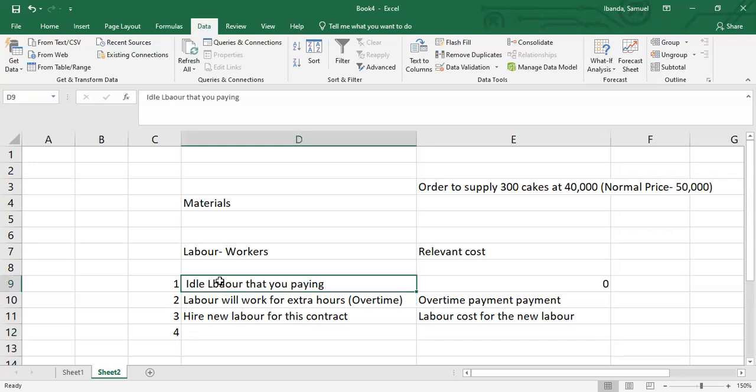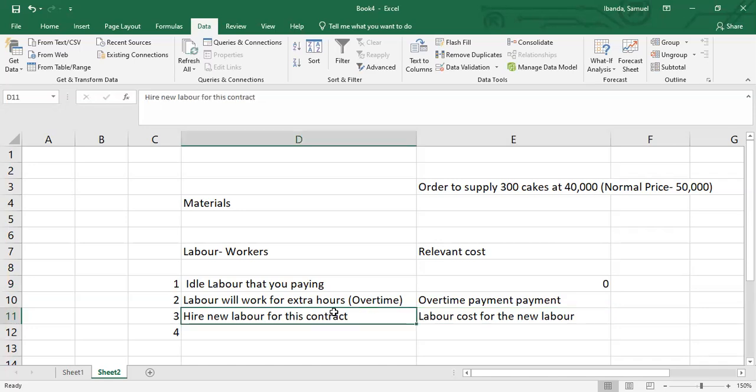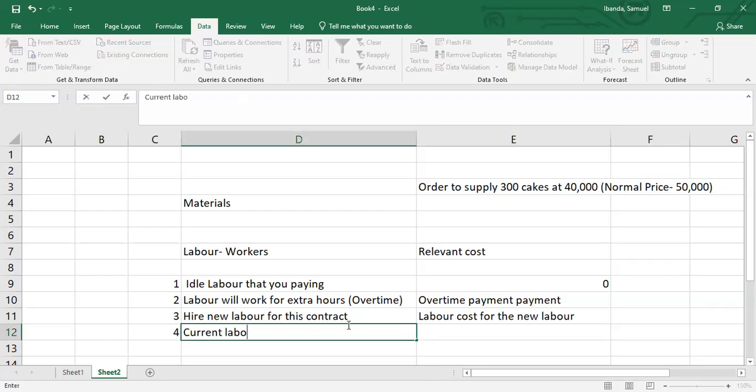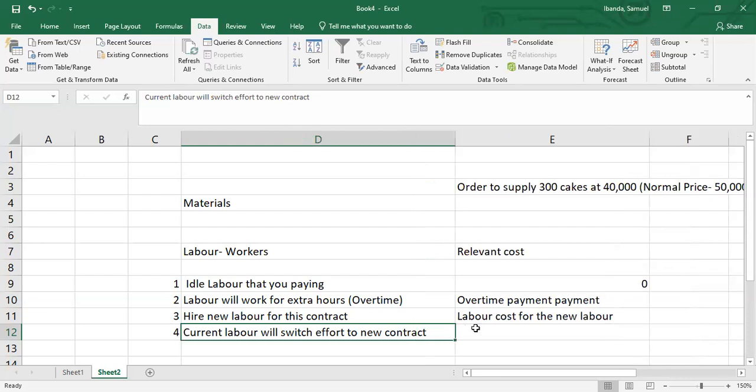And then if we are trying to look at another scenario. Scenario one is where we have idle labor. Scenario two is where labor will work for extra hours, so it's overtime payment that we shall look at as a relevant cost. Then we have the hire new labor, the labor cost for this. Now, we have cases where current labor will switch effort to new contract.